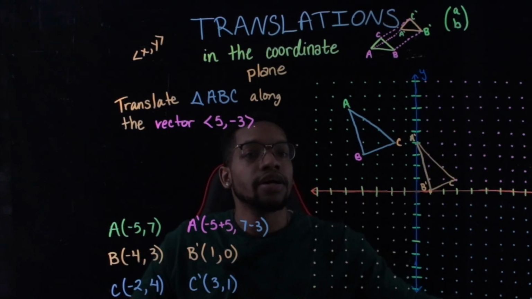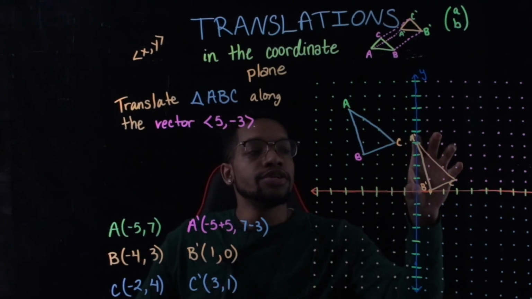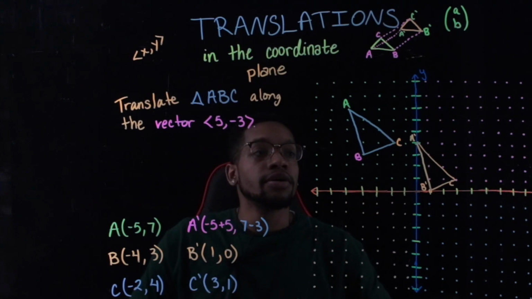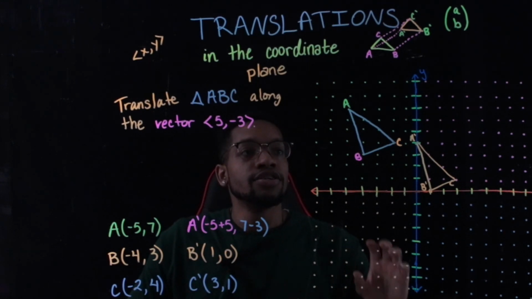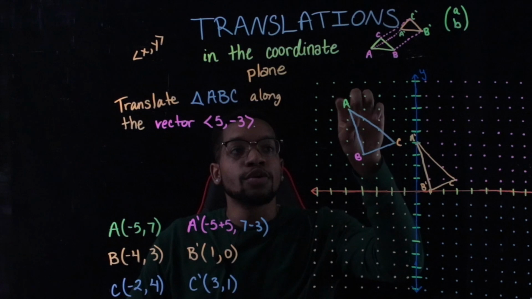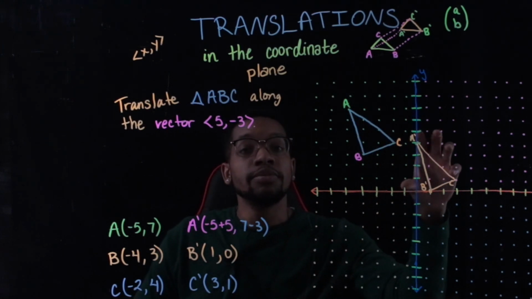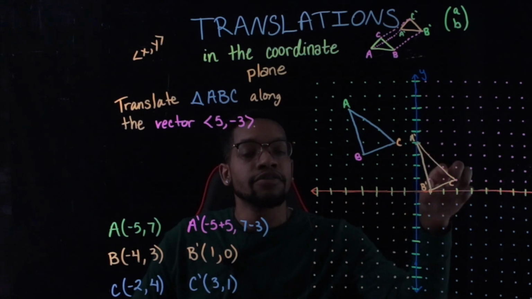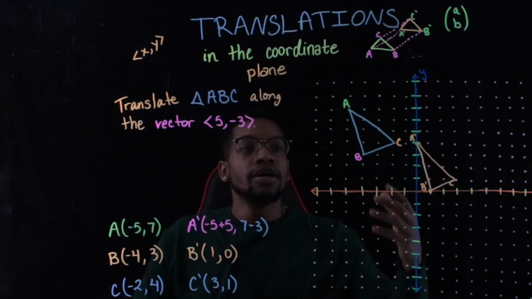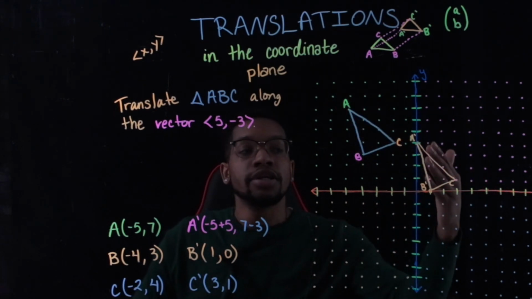As you look at the pre-image and the image, there's a couple of properties that I want to talk about. The first thing is, you know that this is a pre-image because there are no apostrophes or primes on the letters. This one is going to be called the image because there are primes after each of the letters. That's how you know the difference between the pre-image and the image.